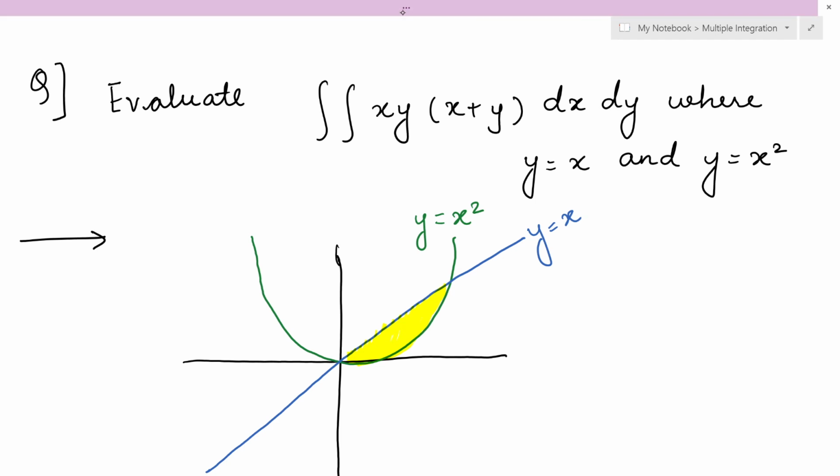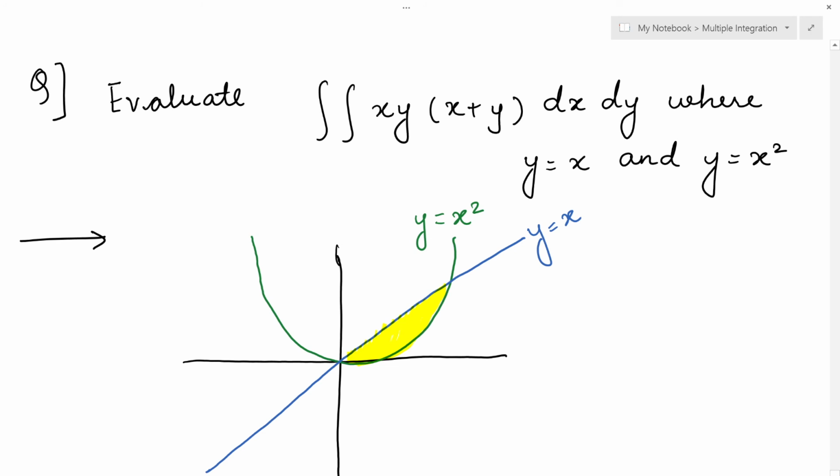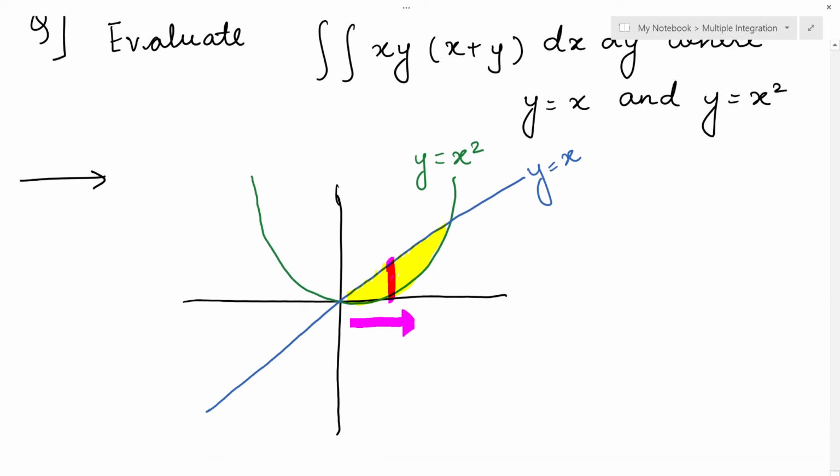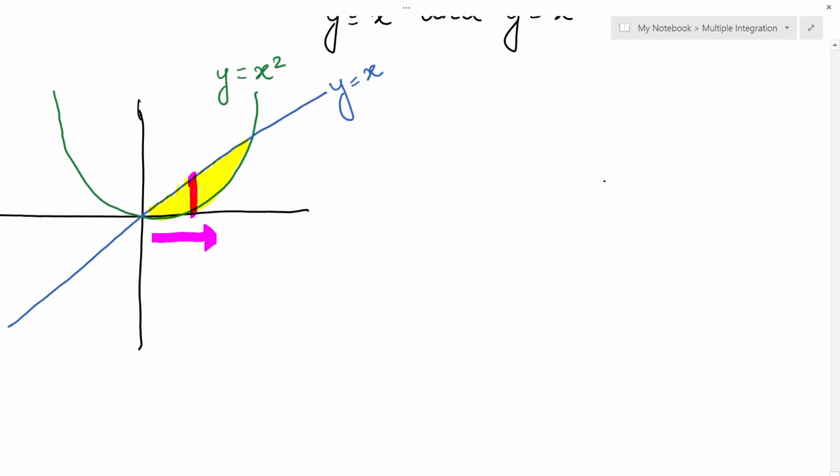So the earlier sum I had taken a strip parallel to the x-axis. In this sum I will consider a strip parallel to the y-axis, that is a standing strip. Right? Now a standing strip usually you know travels from left to right. Okay. So now what all you need to know is the very first thing. Let me write in rough whatever you need to remember.